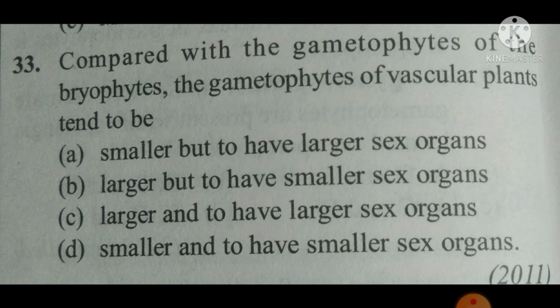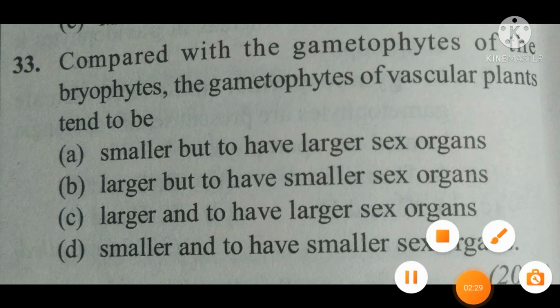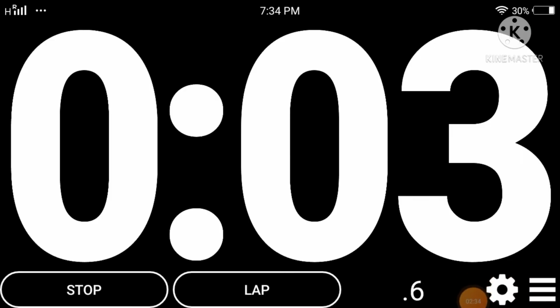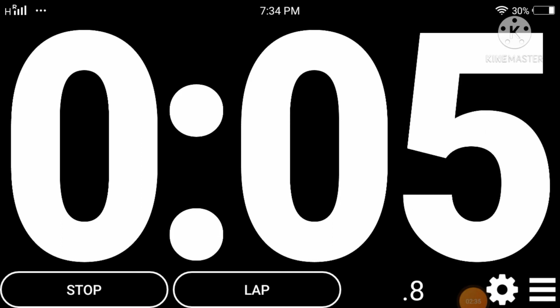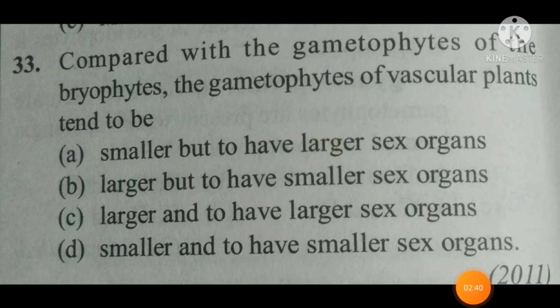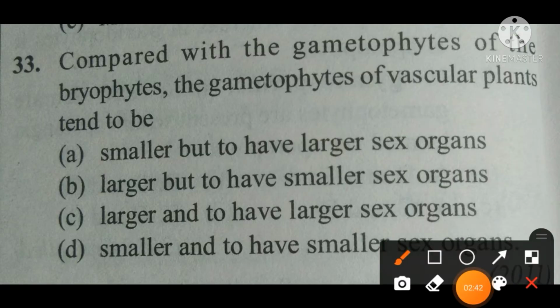Next question. Compared with the gametophytes of the bryophytes, the gametophytes of vascular plants tend to be A. Smaller but to have larger sex organs, B. Larger but to have smaller sex organs, C. Larger and to have larger sex organs, D. Smaller and to have smaller sex organs. So the correct answer for this is D. Smaller and to have smaller sex organs.